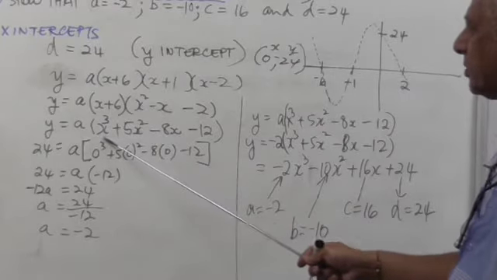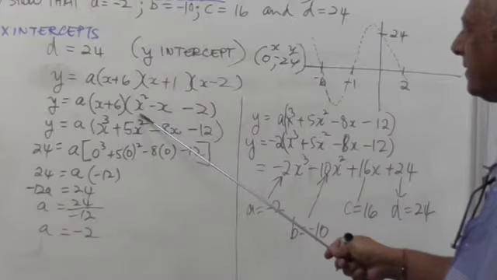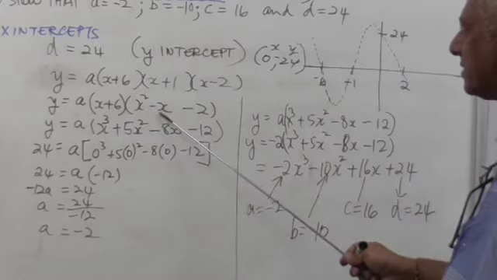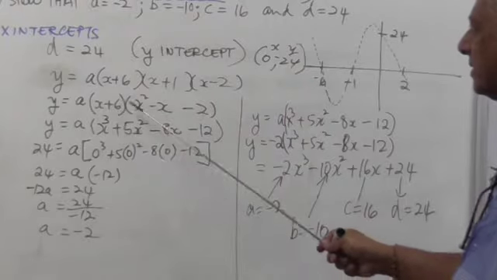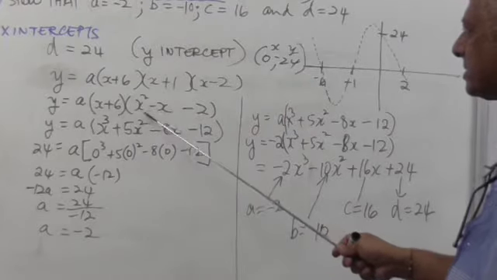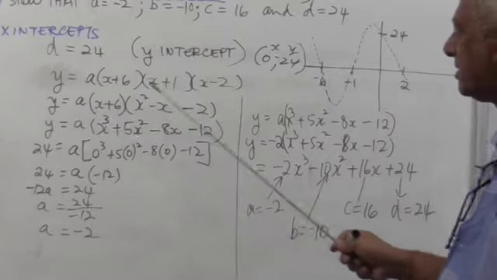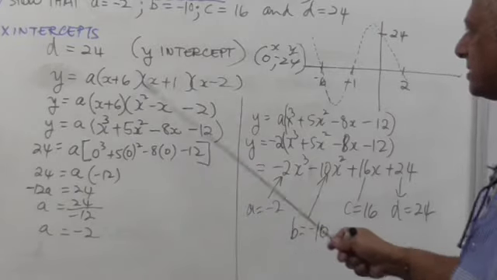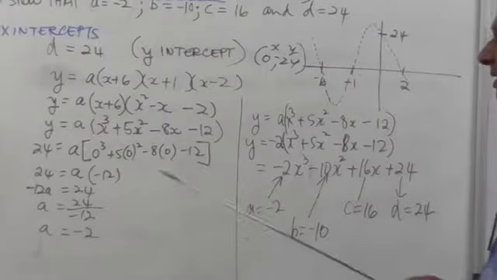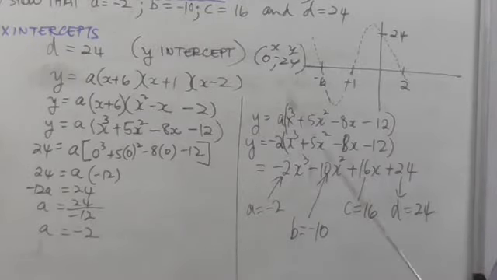X times x is x cubed, 6x squared minus x squared will give you 5x squared, correct? Minus 6x and minus 2x will give you minus 8x. 6 times minus 2 is minus 12, that's correct. And we get a is equal to minus 2. Come and put your a here. X cubed plus 5x squared minus 8x minus 12. Multiply out by minus 2 and you get a is minus 2, b is minus 10, c is 16, d is 24.